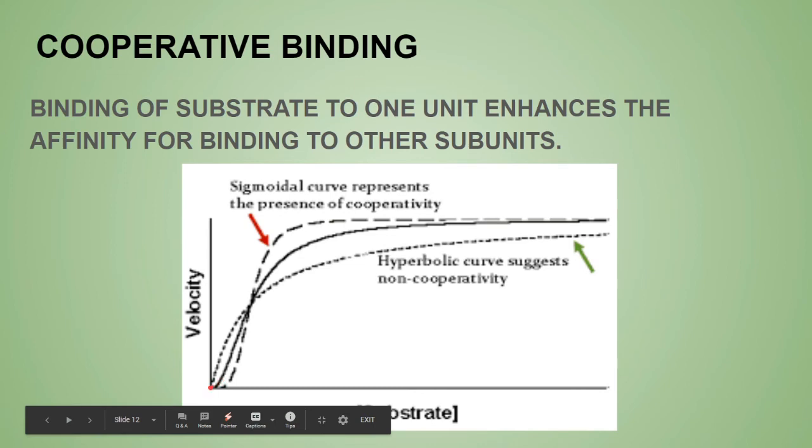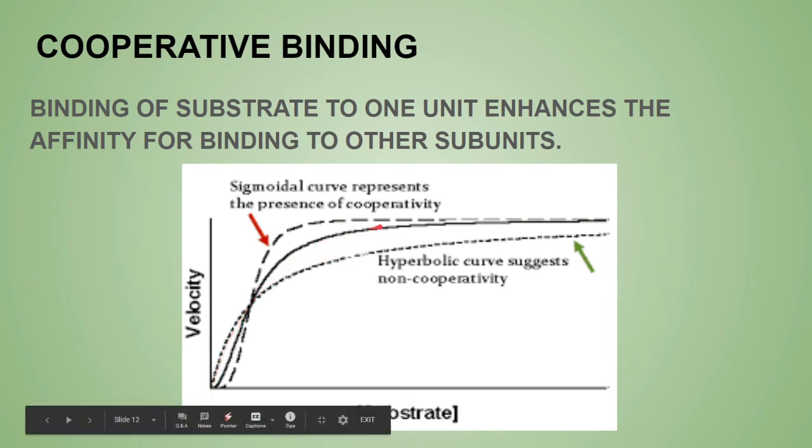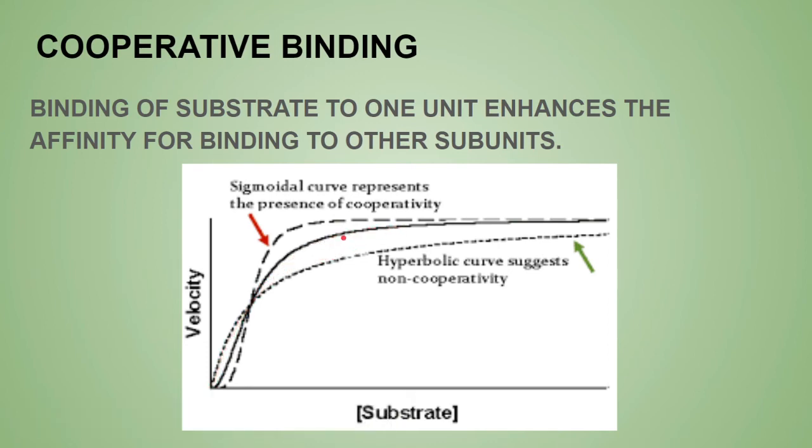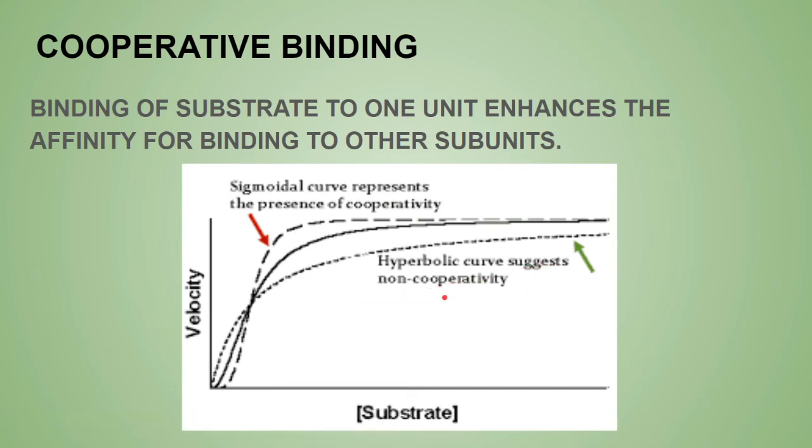This is the substrate concentration diagram. First it will increase, and then it will go to a particular point, and then it will flatten out. Now this is the particular curve for cooperativity. And this is the hyperbolic curve suggesting non-cooperativity, because it may happen that sometimes after a substrate binds to one subunit, that may not enhance the affinity for binding of other substrate. So for that, this is the graph.